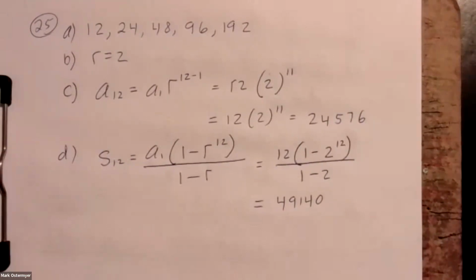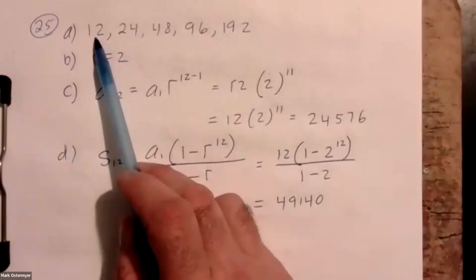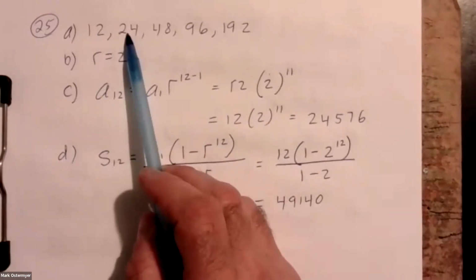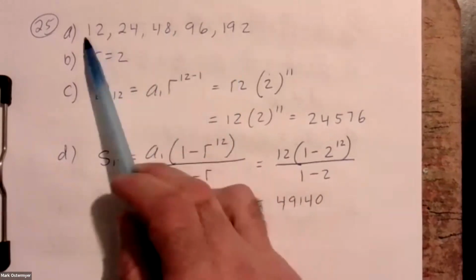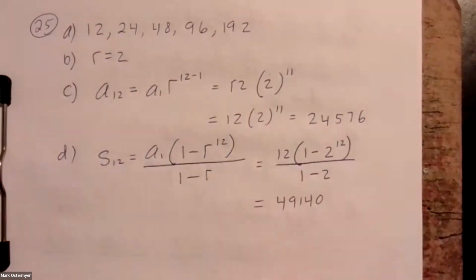All right, ladies and gentlemen, the first 5 terms of this geometric sequence are 12. 12 times 2 is 24, 24 times 2 is 48, 48 times 2 is 96, 96 times 2 is 192. These are the first 5 terms. The common ratio is 2.